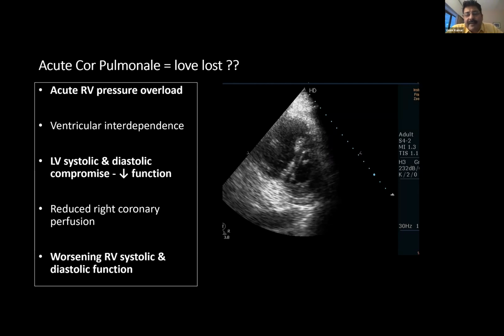So there is a great amount of pressure in the RV cavity, which causes a large amount of stress on the free wall of the RV, which compromises the perfusion of the right ventricle. The right ventricle is a chamber which gets better perfused in diastole. But because of the increased pressures in the RV cavity, the RV distends, but despite that, there is a huge stress on the free wall of the RV and the RV perfusion is compromised.